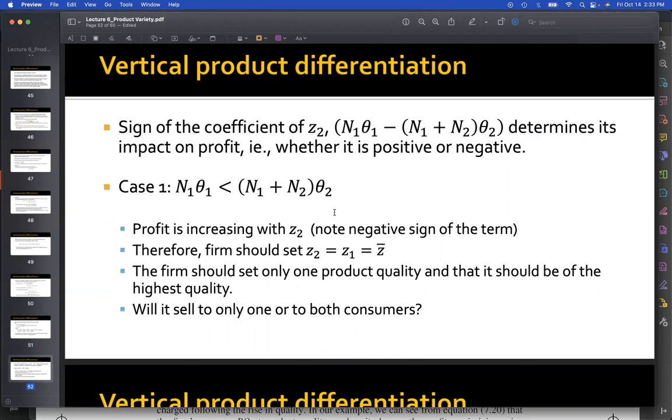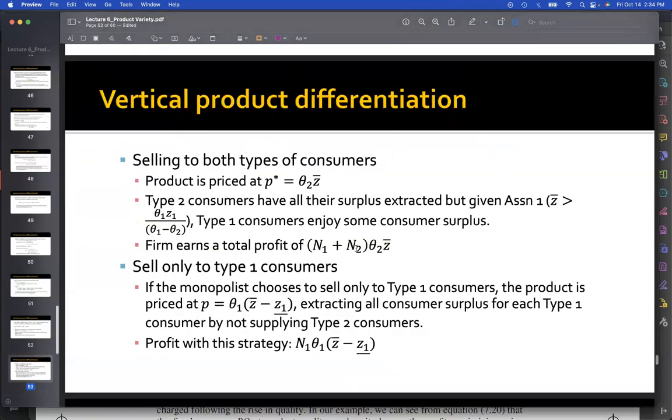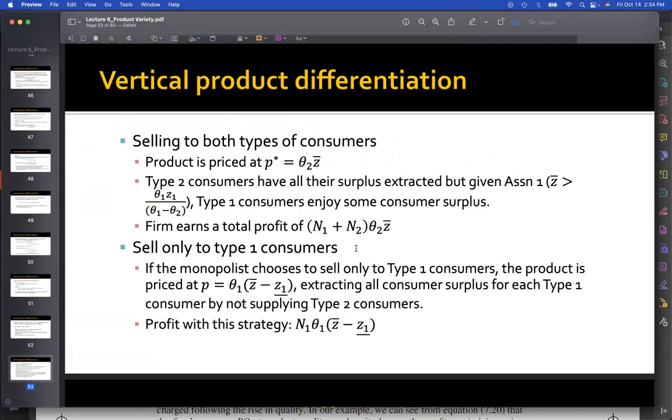Therefore, again, there's only one quality, they're both high quality, the highest quality possible, which is Z over bar. The firm should set only one product quality, and that should be the highest. Will it sell to one or both consumers? So selling to both, the product is priced at this number, equals theta 2 Z over bar. So notice that it's the theta 2 that determines the common price, right? Because it's the lower one.